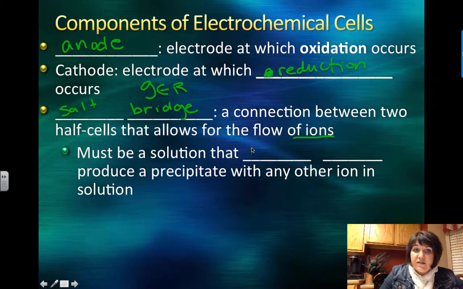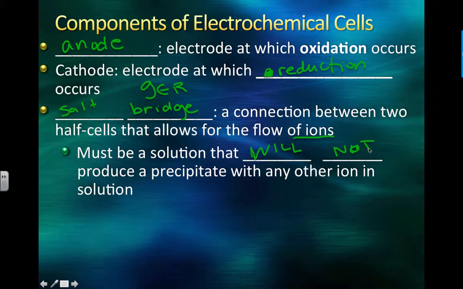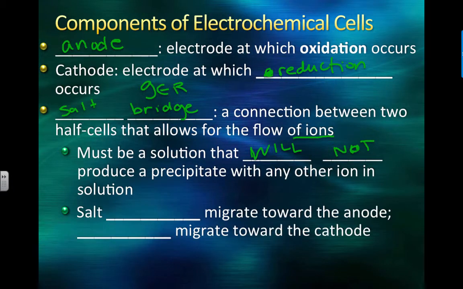The solution has to not form a precipitate with any other ion in that solution. So we choose spectator ions like alkali metals and nitrates, chlorates, acetates, the types of things that don't react with other ions. Then the salt's anions migrate toward the anode, and the salt's cations migrate toward the cathode.